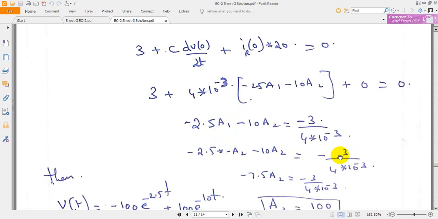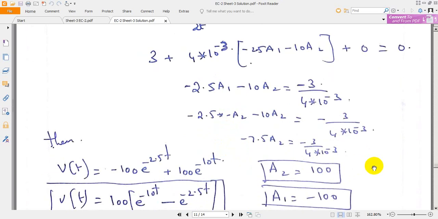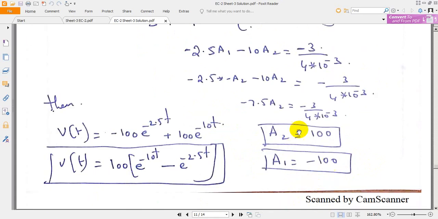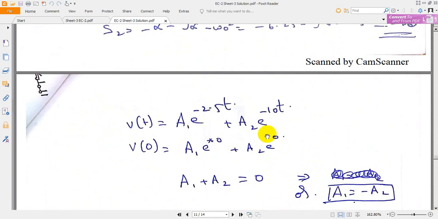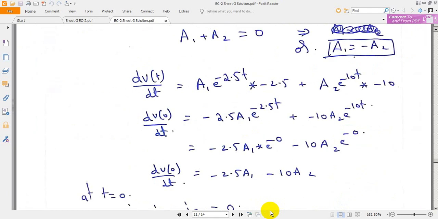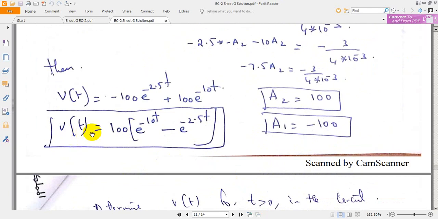Substitute minus a2, you will get minus 3 by 4 into 10 power minus 3. You will get a2 is equal to 100. If a2 is equal to 100, then a1 is equal to minus 100. Substitute these two values in the expression. Which expression? This expression. If you substitute a1 and a2, you will get v of t is equal to 100 into e power minus 10t minus e power minus 2.5t. With this we have finished problem number 8.